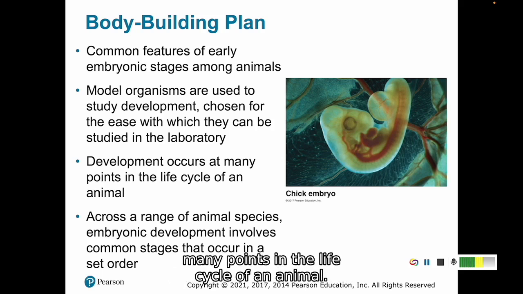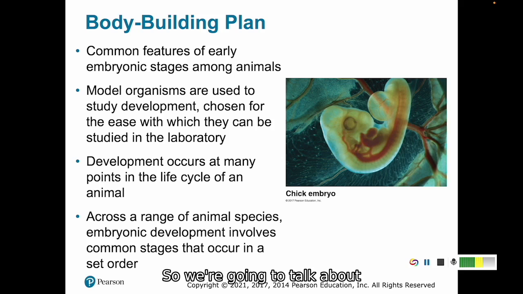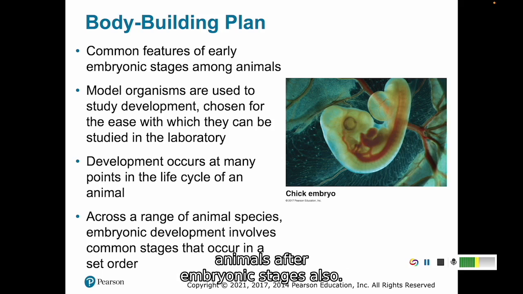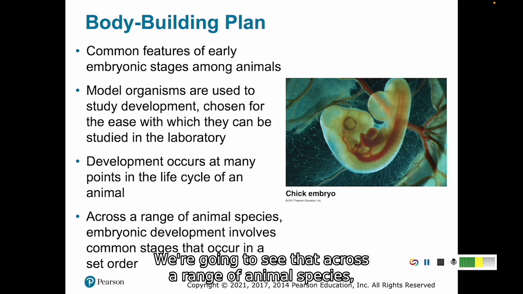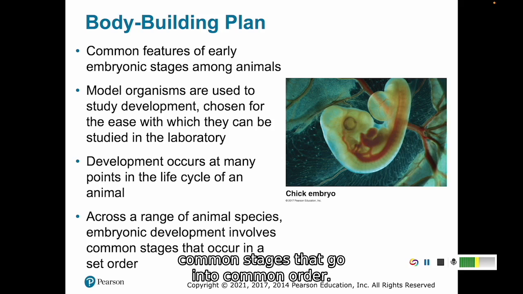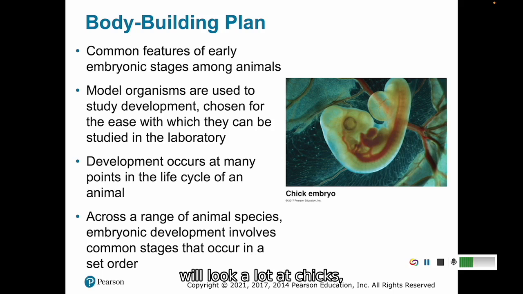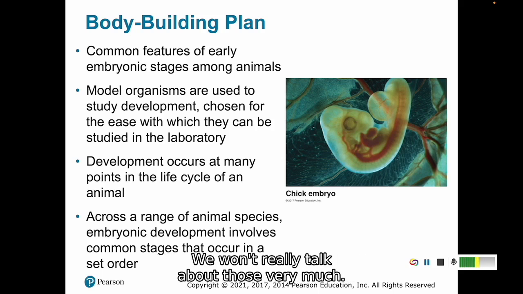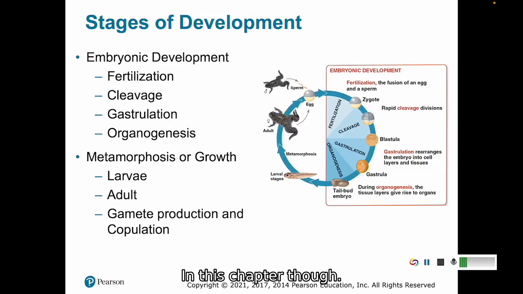Development will occur at many points in the life cycle of an animal, so we're going to talk about a lot of embryonic development, but there's also development that can happen in animals after embryonic stages also. And we're going to see that across the range of animal species, embryonic development will have common stages that go in a common order. We're going to look at sea urchins. We'll look a lot at chicks. We'll look a lot at frogs. Those are a lot of the model organisms that we'll use. Sometimes flies or worms are used as a model organism. We won't really talk about those very much in this chapter, though.